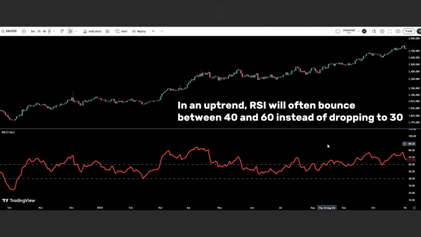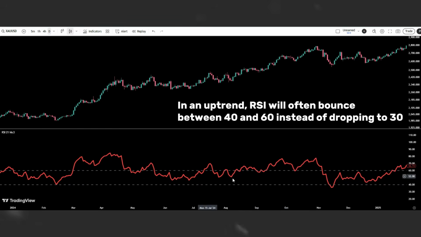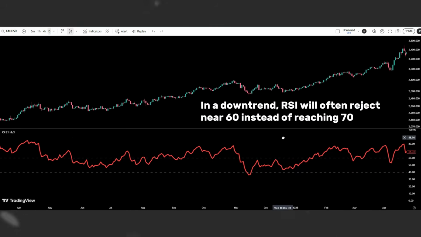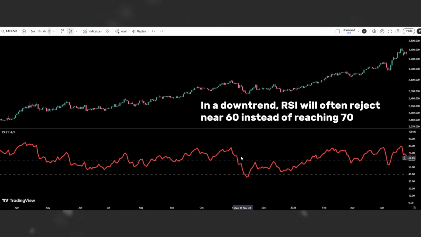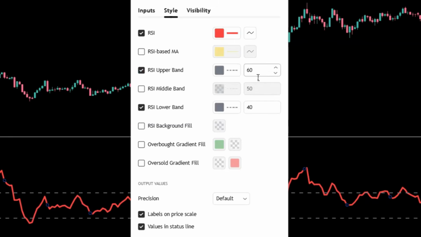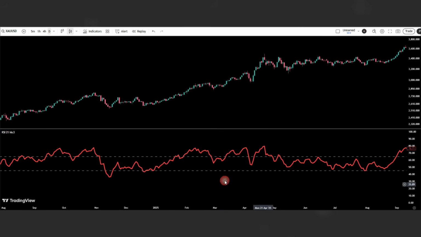In an uptrend, RSI will often bounce between 40 and 60 instead of dropping to 30. In a downtrend, RSI will often reject near 60 instead of reaching 70. When gold is in a strong trend, we shift the levels again to 65 and 45. This helps you stay in the trade longer and enter on pullbacks instead of trying to pick tops and bottoms.